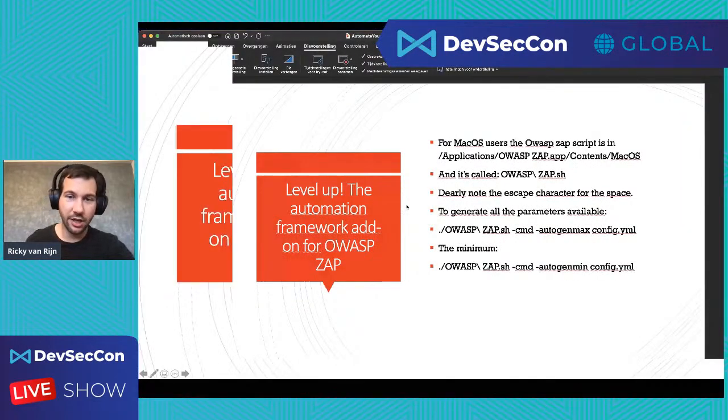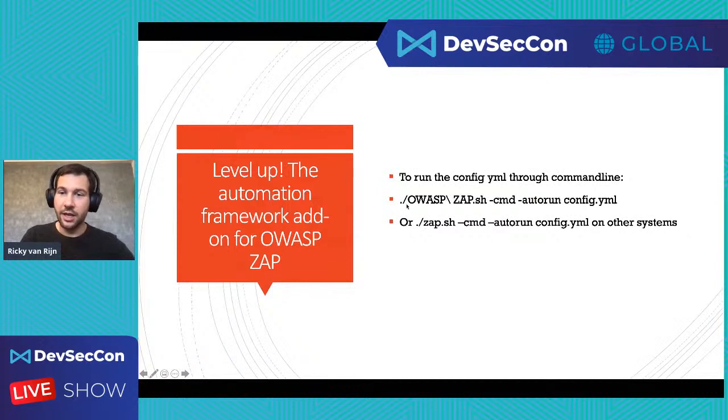So then again, to run it, I already showed it. You push or you set the command, auto run, and then the configuration YAML. And of course, you can use the ZAP from within a Docker and auto run it with a configuration YAML. There's nothing holding you back.